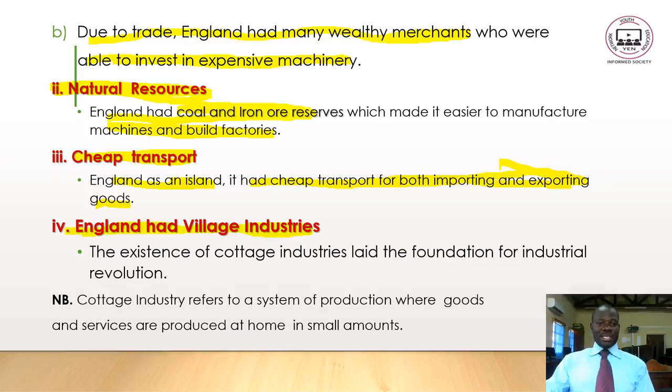So England had village industries. Apart from that, we are saying that England had village industries. So the existence of cottage industries laid the foundation for the revolution. So there were many village industries, producing on a small scale in small villages in different areas. So when we say cottage industries, we refer to a system of production where goods and services are produced at home in small amounts. So that is cottage industry.